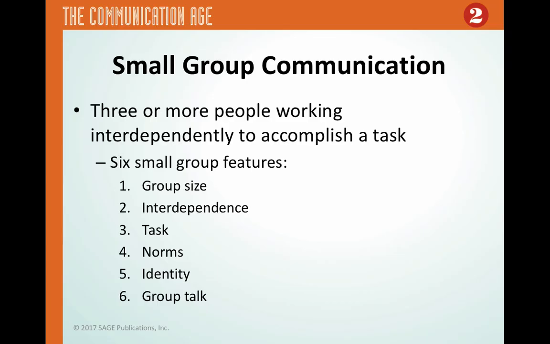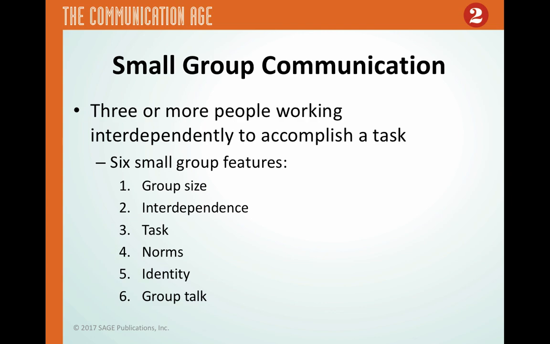So, what is small group communication? This takes place when there's three or more people working interdependently to accomplish a task. So, this is when a group is together. Each individual has their own responsibility and their own thing that they must accomplish, but each other team member depends on each other in order for that goal to actually be met, for that task to actually get accomplished.